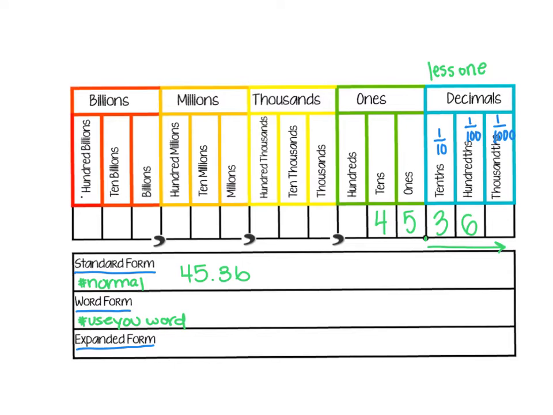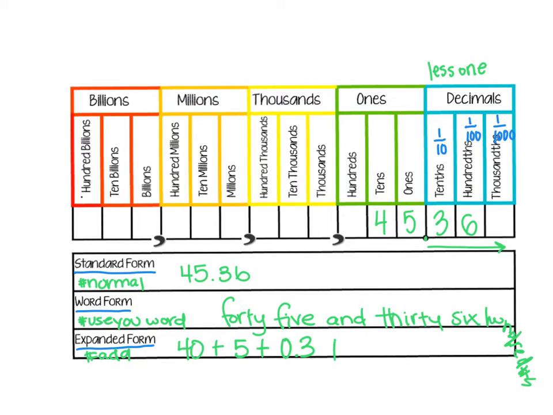So I would say 45 and 36/100ths. And I'm gonna run out of room there. Okay? Expanded form is hashtag add. Okay? So I would go 40 plus 5 plus, don't freak out, I can add my decimals, 3/10 plus, I've got my 0 and 6/100ths.